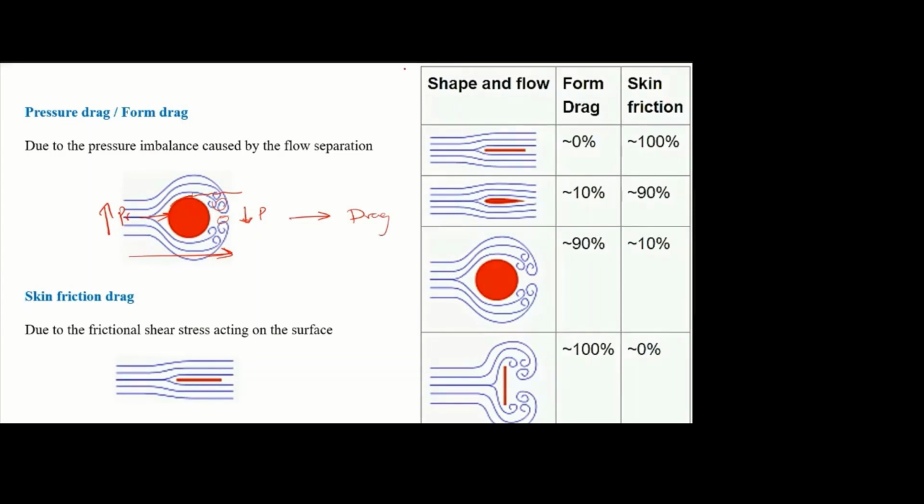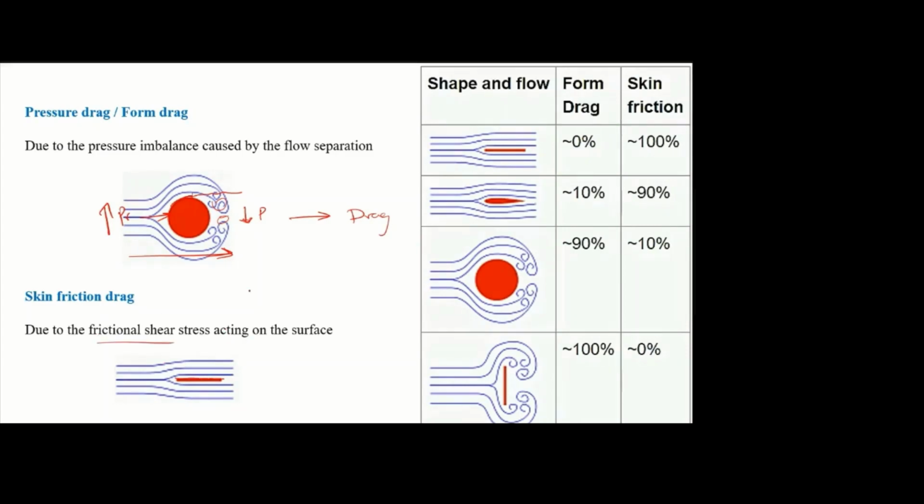Yes, sir. Okay. Next one is skin friction drag. This is due to the frictional shear stress. Due to the flow interaction between flow and the wall, there is a buildup of shear stress. Because of that, we are getting the drag that is called skin friction drag.